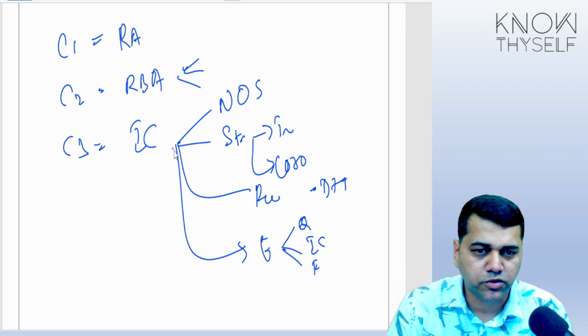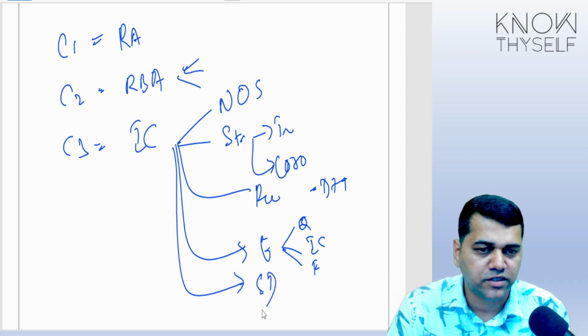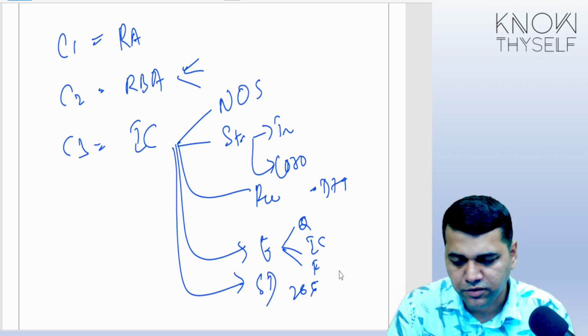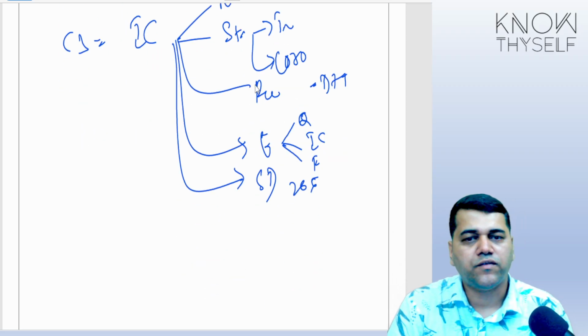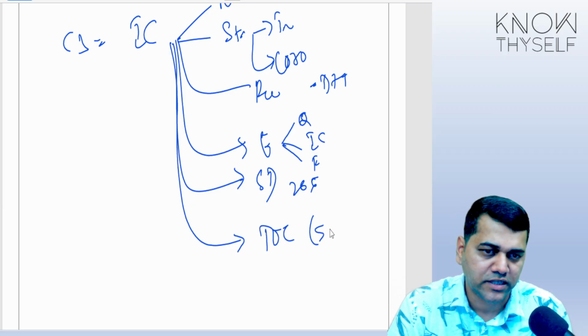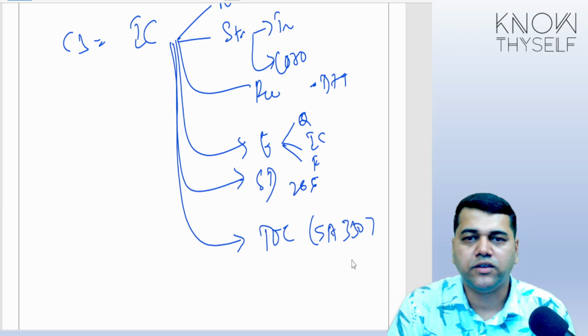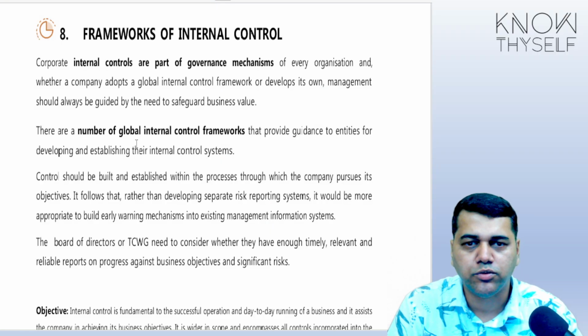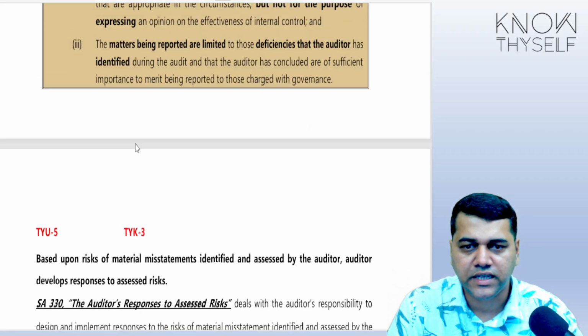And in this process, if you have found out any significant deficiency, you have communicated as per SA 265. Then after this, we are going to perform your test of control, SA 330. So I think we were there up to SA 330.